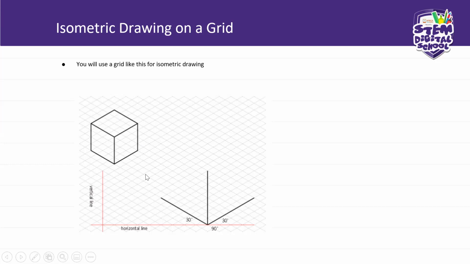So you can use your ruler or you can draw it freehand. You may be required in an assessment to draw on a grid. You may be required to draw using instruments.